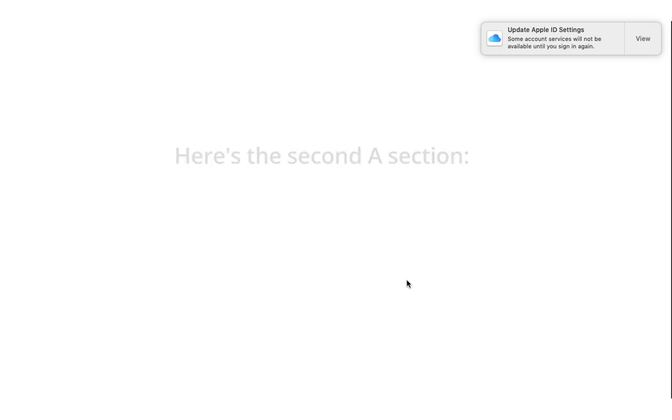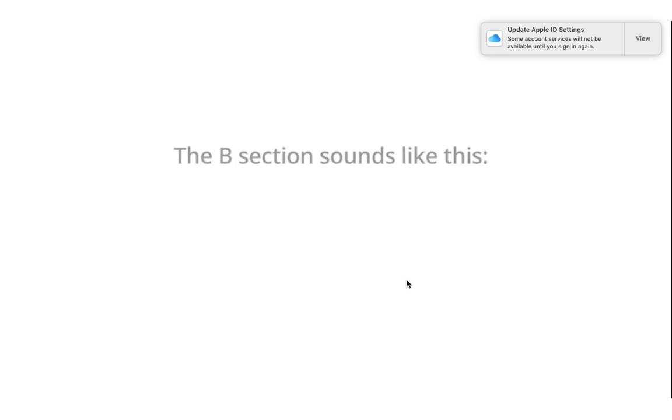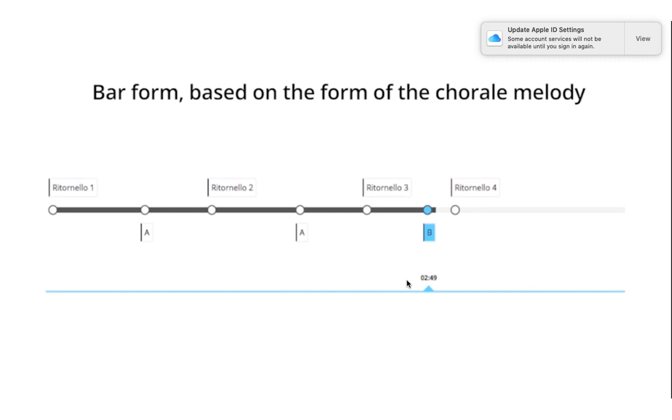Here's the second A section. Notice how it's going to sound the same. The B section sounds like this. So the tenors are singing a different section.